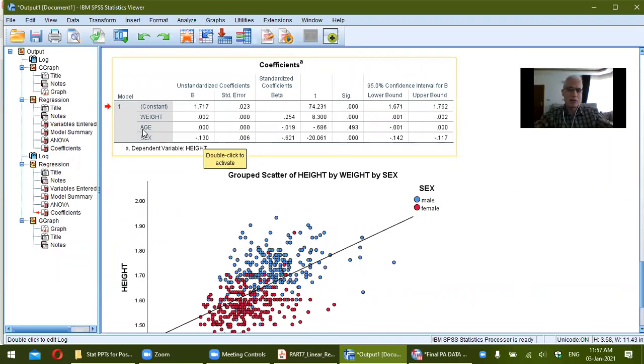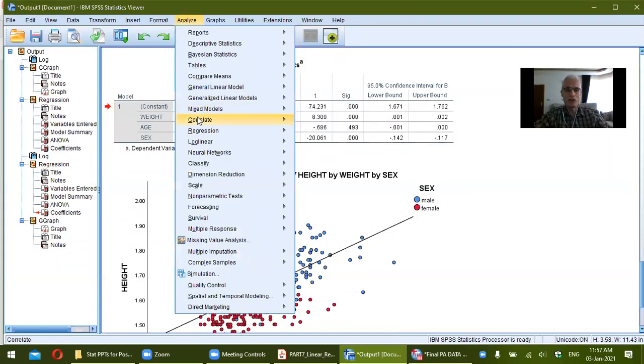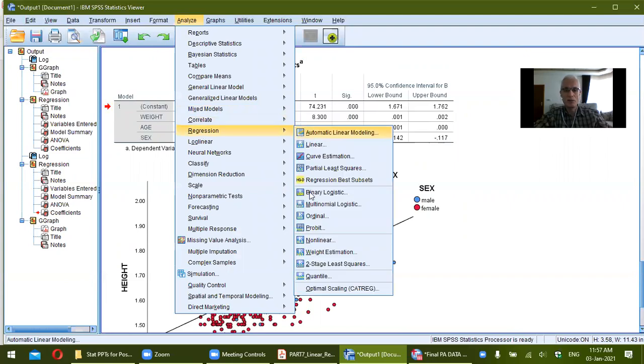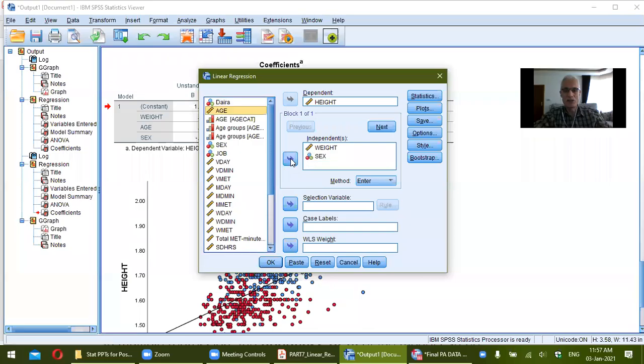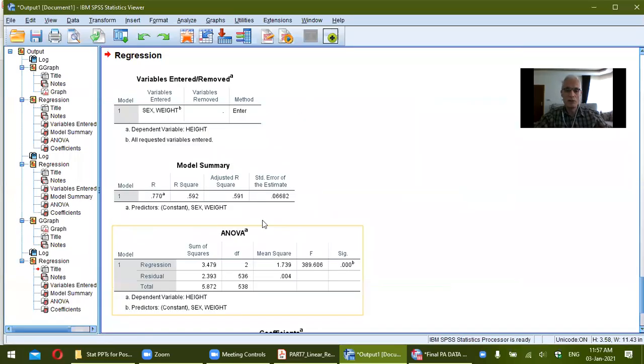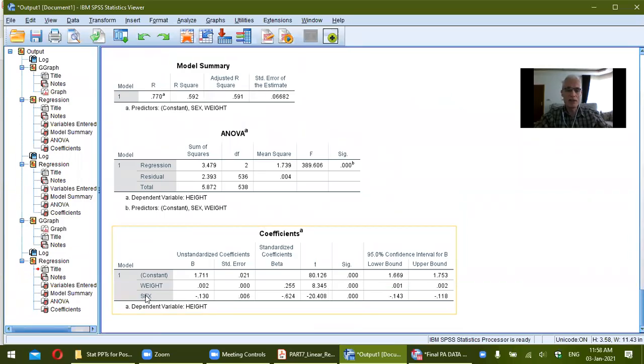Okay, you can put this in your thesis or article, and you can put this also. Probably I prefer that we remove the age. I reanalyze and remove the age because it's not useful. So I obtain a clean equation for the weight and sex, which are significant.